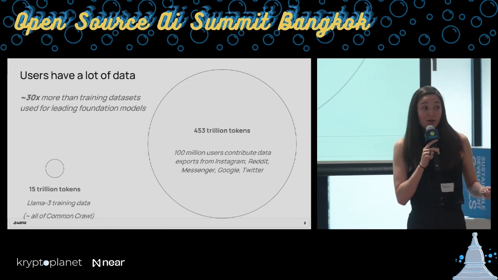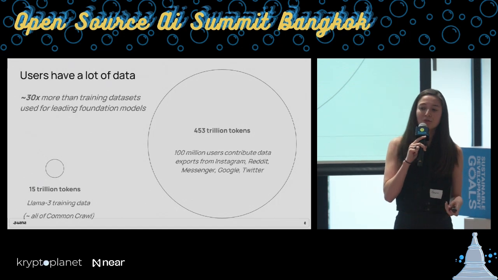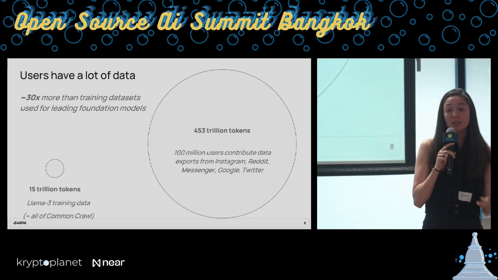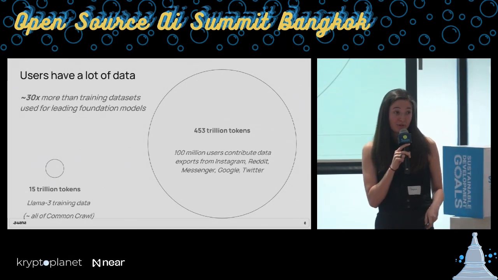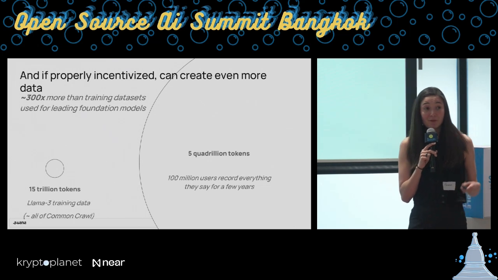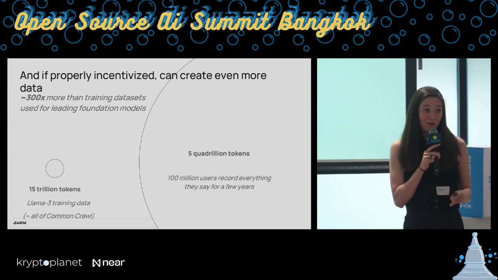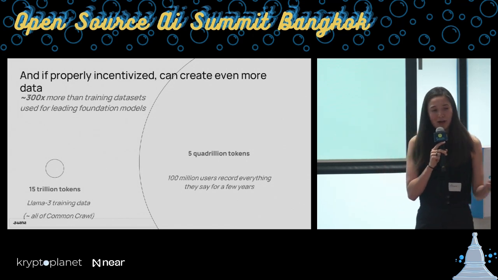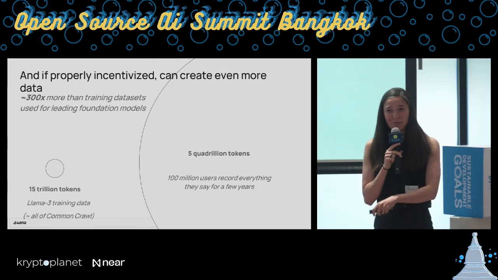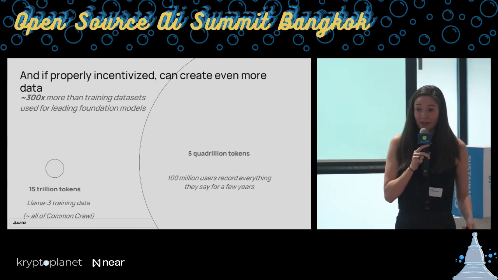So users have a lot of data. If you compare the data of 100 million users who contribute data across 5 different data sources, they're actually able to get like 30 times more data than leading AI models today. If users are properly incentivized, you can actually create even more data, right? So if you have 100 million people record everything they say for a few years, which has very important privacy considerations as well. But if you think about Rewind AI and other products people are using, they're kind of already starting to do this. You can just get a huge amount of data.